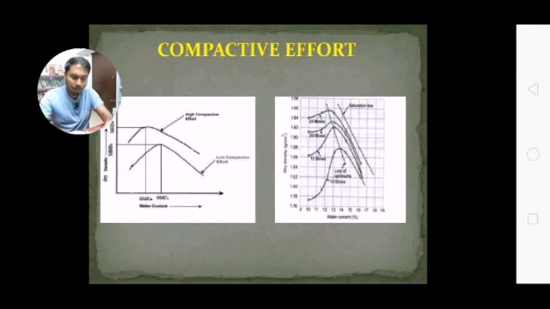Now coming to the next parameter, that is compactive effort. This is the amount of compaction we apply to the soil. As we know, if we apply a higher amount of compaction energy, the dry density will increase.